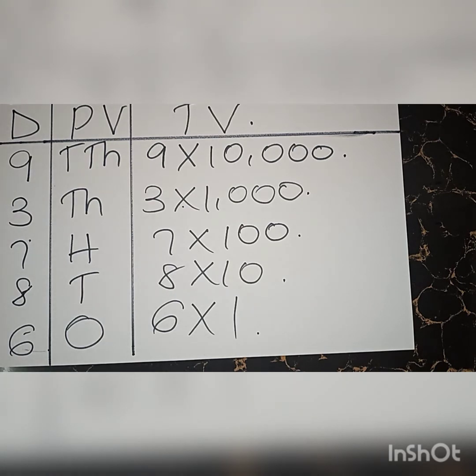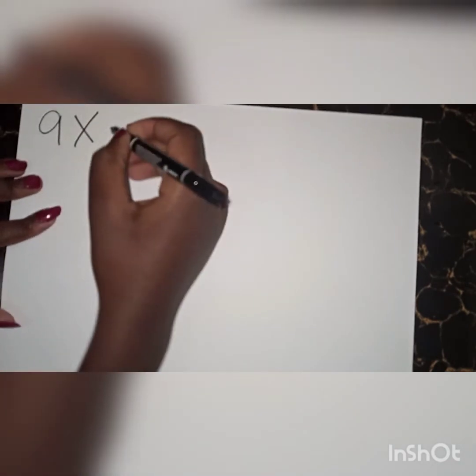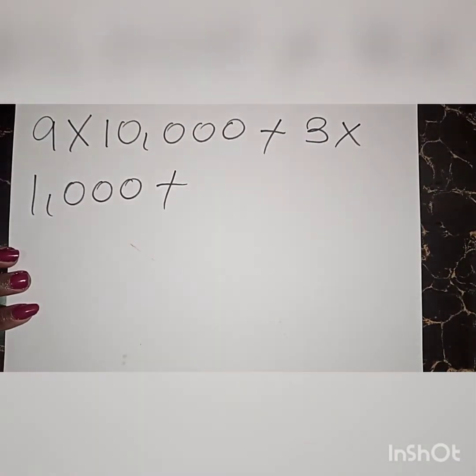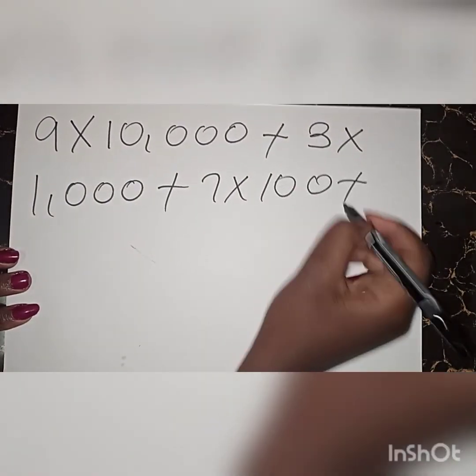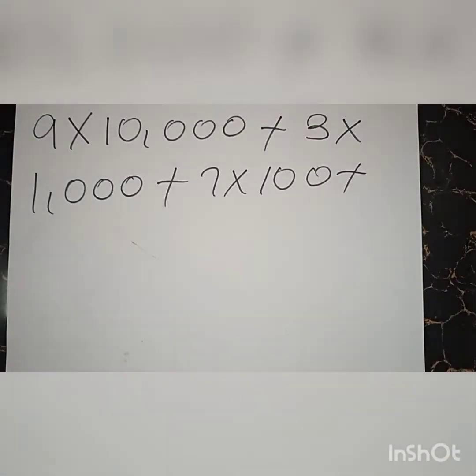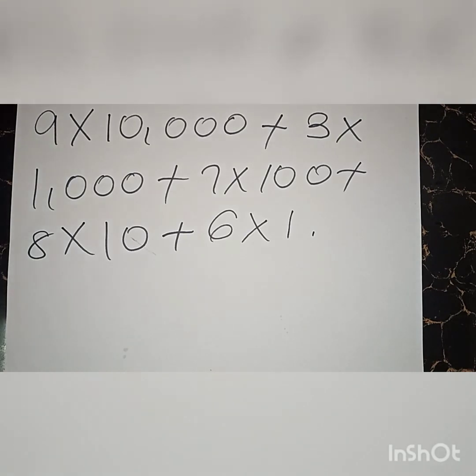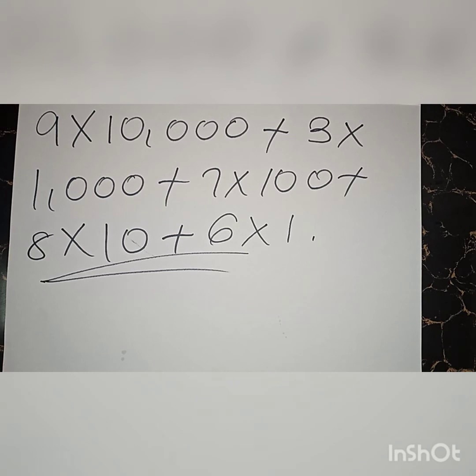And that's what writing numbers in expanded form is all about. Whenever we are asked to write numbers in expanded form, we are expected to show how the total value is derived in our answer. So you can finish off by saying the answer to this question will be 9 times 10,000 plus 3 times 1,000 plus 7 times 100 plus 8 times 10 plus 6 times 1. Because we've been asked to write this number in expanded form, we'll be expected to leave our answer like this.